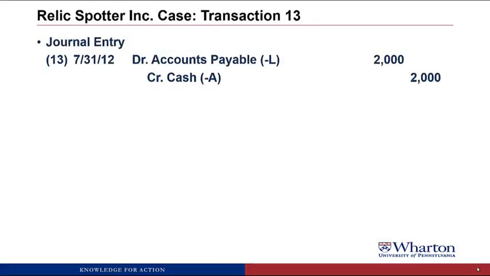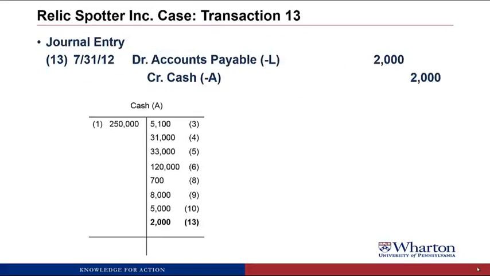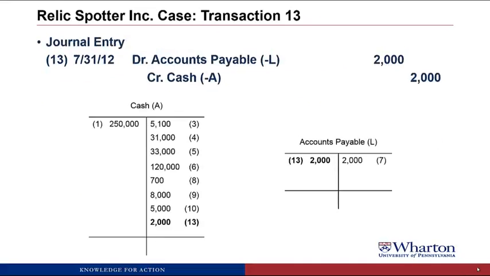So we post this one to T accounts, yet another credit to cash, and a debit to accounts payable. And notice if we figured out the balance in accounts payable now, it would be zero, which makes sense because we've paid everything we owe to the supplier. We don't owe the supplier anything more. There can't be a liability. The balance goes to zero.